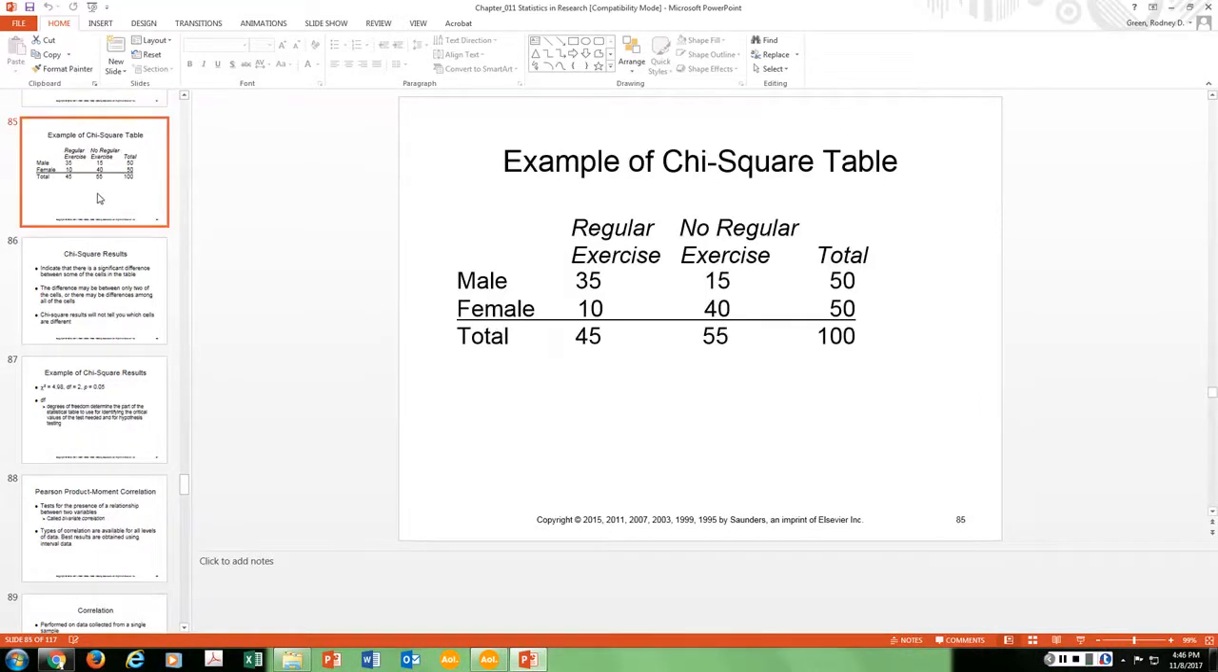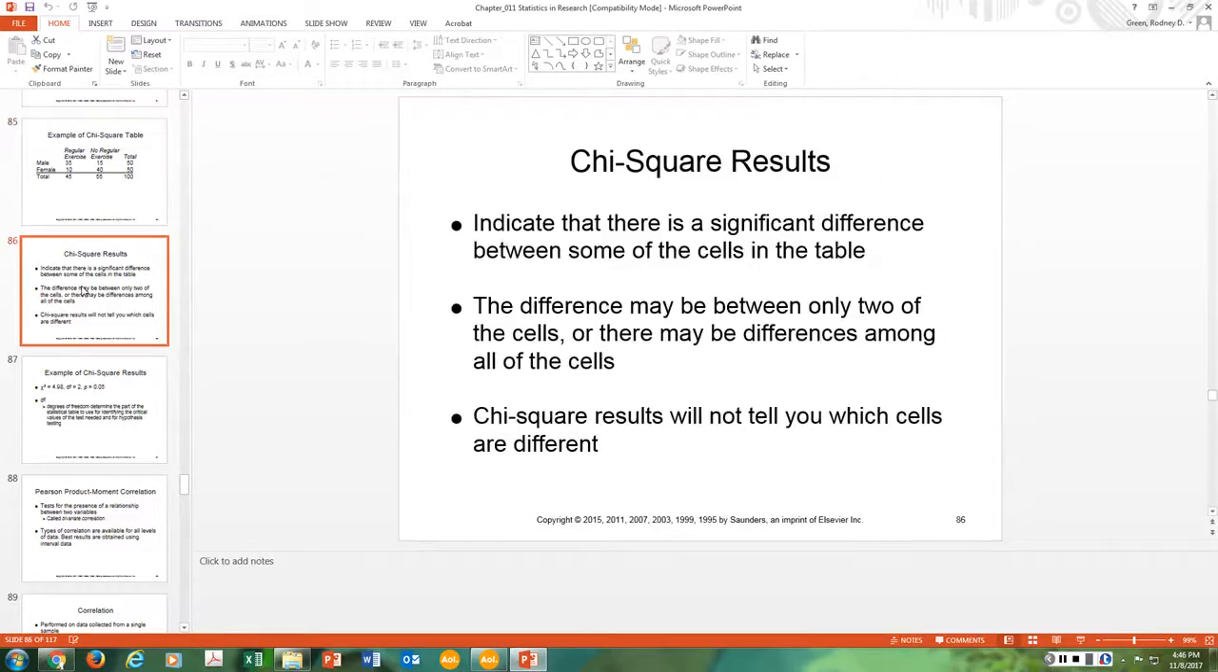This is an example of a chi-square table: male and female, regular exercise, no exercise, totals. So chi-square results indicate that there is a significant difference between some of the cells in the table. The difference may be between only 2 of the cells, or there may be differences among all of the cells. Chi-square results will not tell you which cells are different.